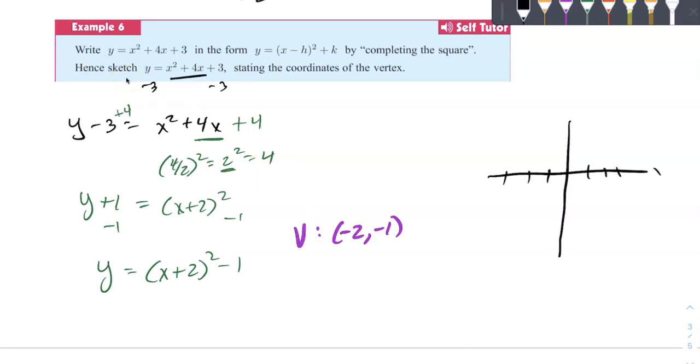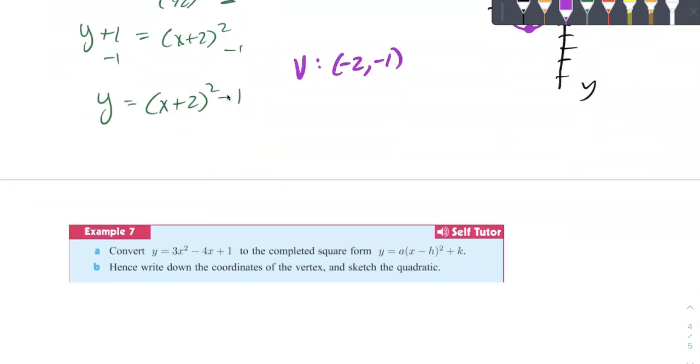So it's like this. It's my x. It's my y. I'm just going to go -2 and -1. And then does it open up or down? Look at your a. My a here is 1. You don't see it, so it opens up. Again, we're just doing a quick sketch. So there we go.